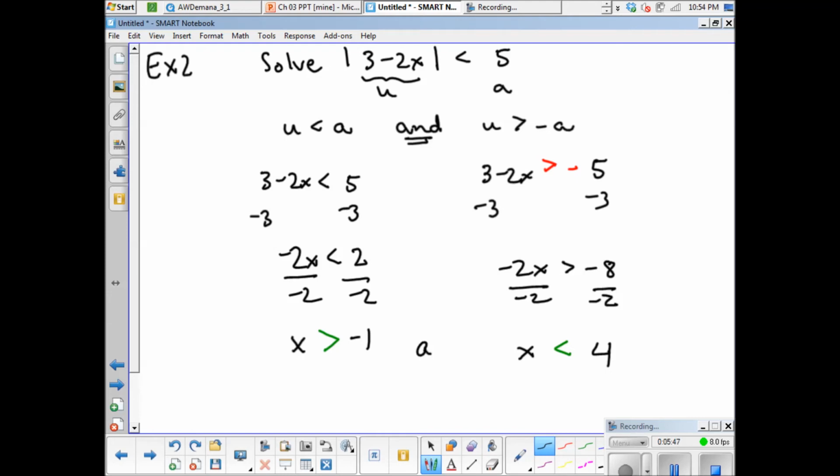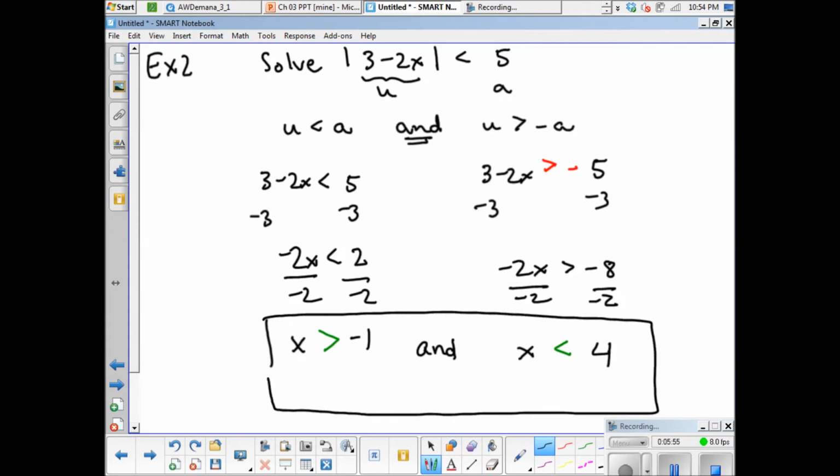Okay, this is an "and," and this is just something you have to keep in mind: when to put the "and" and when to put the "or." And remember, with "and" we can make the convenient double less than, with the x in the middle. Just make sure you put the small number on the left and the large number on the right. Okay, let's look at another example.